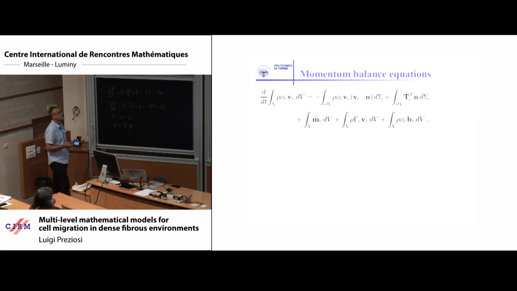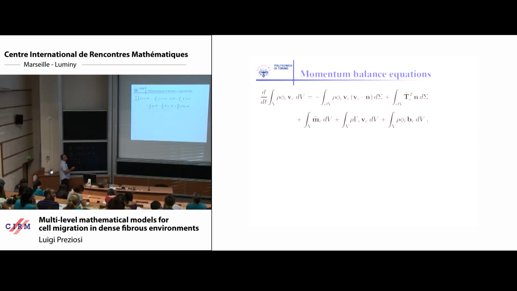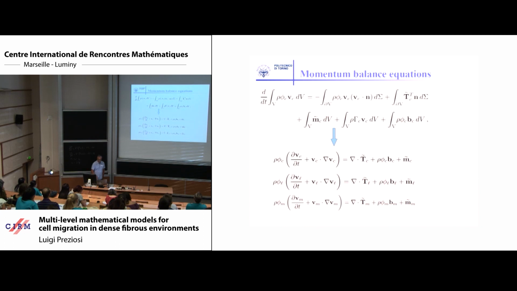And with usual tools, you can reduce that one to a local form. The usual means: put the derivative inside, use Gauss theorem, the divergence theorem, and then localize the thing. And then you have an equation like this. This is very complicated in some sense. It's not too new with respect to the classical one. It only contains this new term, this interaction force. And you can do that again for all the constituents that you want.